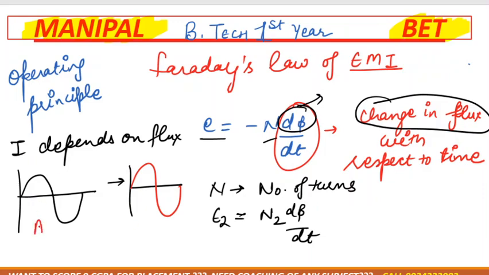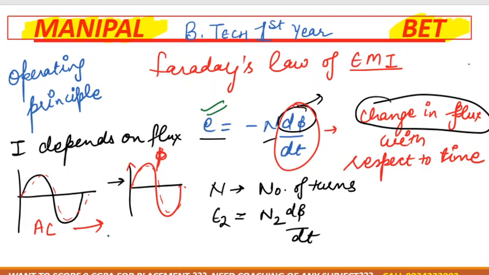If you are providing AC supply, then flux is produced due to the AC supply. If current is continuously changing at each and every instant of time, then flux is also changing. Yes or no? If flux is changing, then in that case, EMF will be induced. Yes or no?